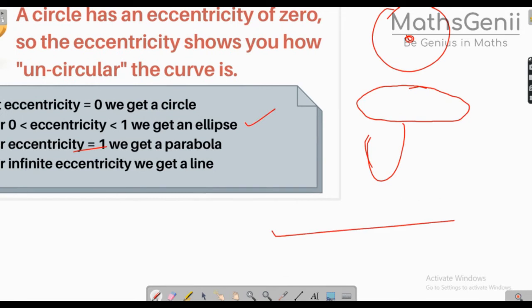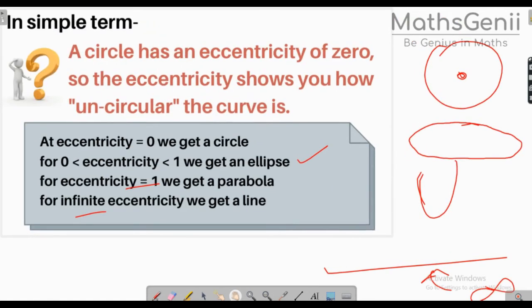And eccentricity of a line: how close is a line to a circle? Can I make this line a circle? No. So what is the eccentricity of this line? Infinity. The eccentricity is infinity. So the actual meaning of eccentricity is how close your shape or your curve is to being a circle. Okay. So this is the simple meaning of eccentricity.